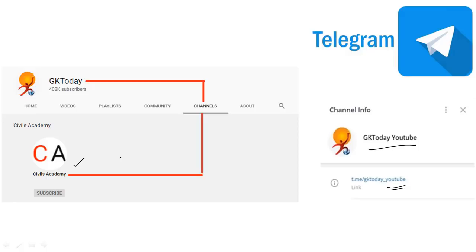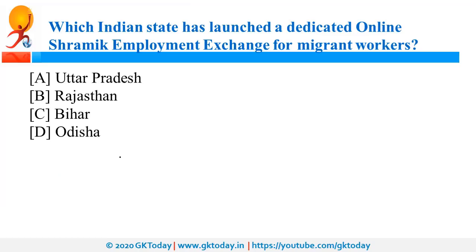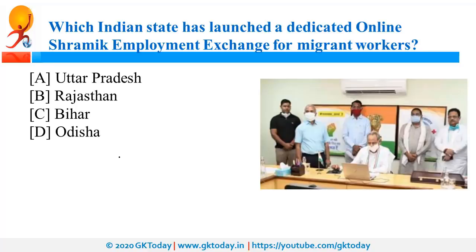Now, let's start. Which Indian state has launched a dedicated online Shramik employment exchange for migrant workers? So, this has been started by Rajasthan, and recently Rajasthan launched Raj Koshal portal to provide employment opportunities to the migrant workers. Rajasthan was also in news as recently central government released a COVID-19 management index, and as per that index, Rajasthan is the top performing state. The Chief Minister of Rajasthan is Ashok Gehlot.